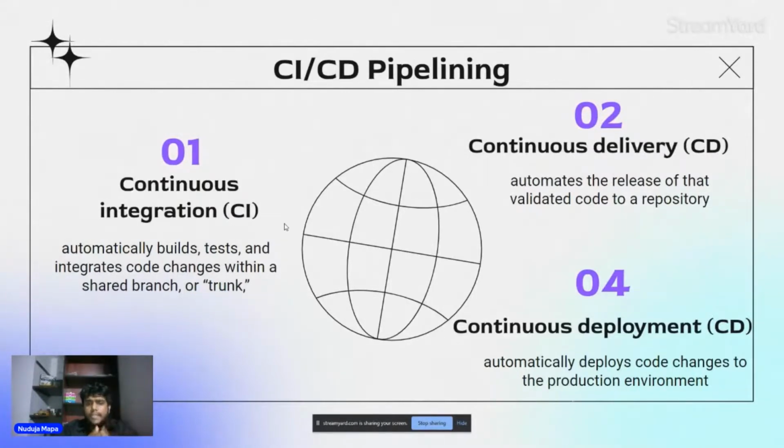When we talk about CD in a CI/CD pipeline, it gets a little bit complicated. In most cases, CD means continuous delivery, but in some cases, it also means continuous deployment. In the continuous delivery phase, it automates the release of validated code, the code that was successful in the continuous integration phase, to the repository. In the continuous deployment phase, we automatically deploy the code changes which were validated and shared to the repository to the production environment.